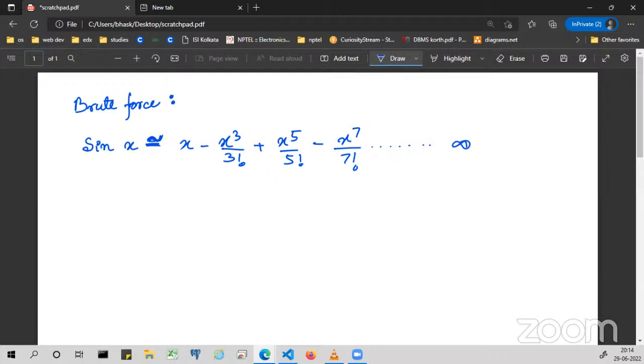But anyways, this is what I was talking about. So let's say you have to represent this series. You have to represent this sine x series. You have to compute it.